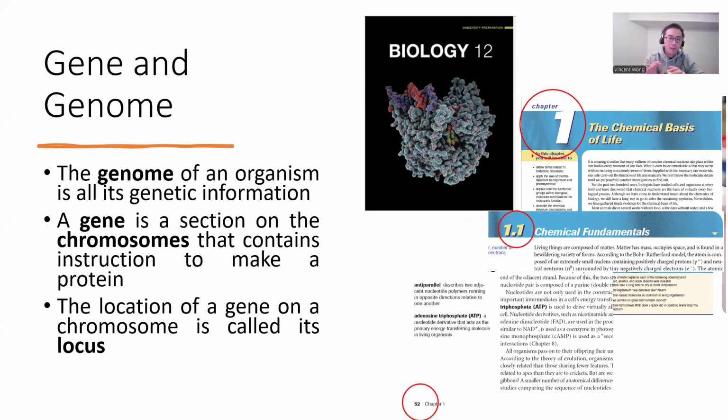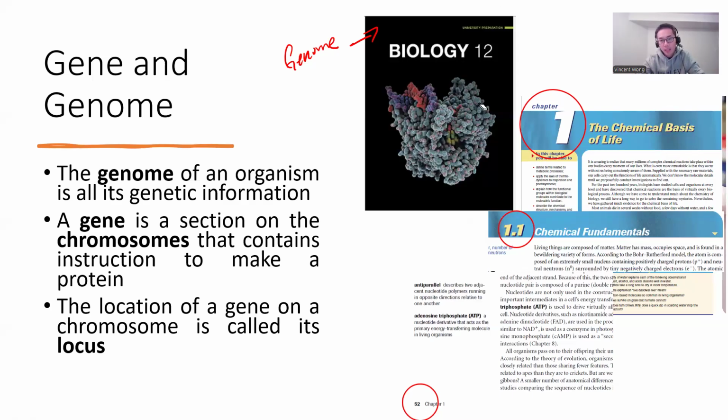The genome of an organism is all of its genetic information. If you look at all your DNA, all the ACTGs in your cell, that's called the genome. The genome is analogous to the whole textbook. Now, of course, our genome is comprised of 46 chromosomes, 23 from mom, 23 from dad. And on these chromosomes are genes that have the instruction to make proteins for you.